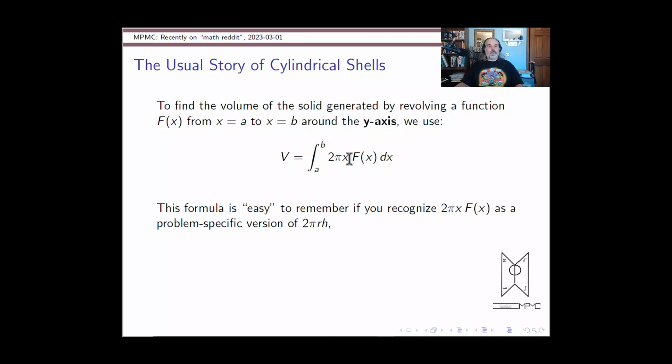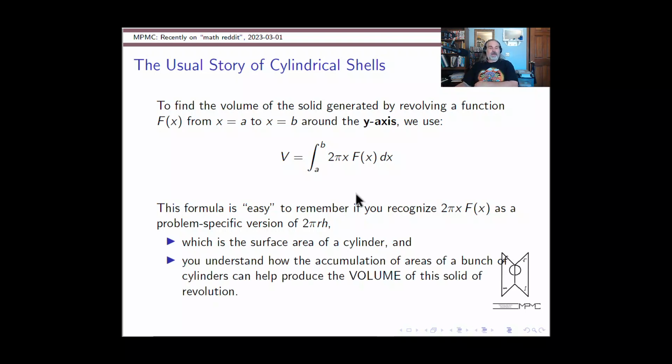This particular formula is a little weirder than the discs or washers formula, but you still can remember it if you recognize that the thing that you're integrating, the thing that you are accumulating many values of, is 2 pi rh, except you're writing r, the distance from the y-axis, the x-coordinate, and h, the height of the function at any one point. You're writing 2 pi rh as 2 pi x f of x, and you have to remember where you've seen 2 pi rh before. Well, that's the surface area of a cylinder.